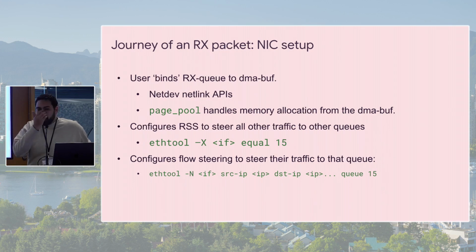Other things that need to happen in order to set up the NIC is that we need to make sure that the data that we care about is steered into the specific RxQ that we just bound our DMA buf to. So that's the next two steps. The first step is to configure RSS to steer all flows that we don't care about away from our RxQs, so we don't get packets that we don't want on this RxQ. And the second step, the ethtool -N, is to configure flow steering, so that for any flows related to our ML application or whatever wants to use device memory, the Rx packets for those flows land on the specific queue that we just bound our DMA buf to.